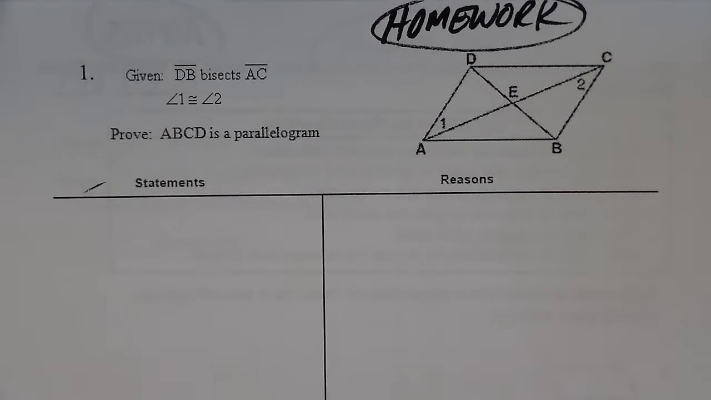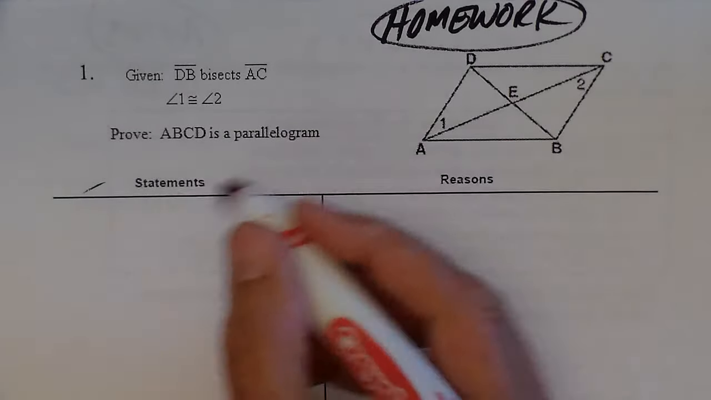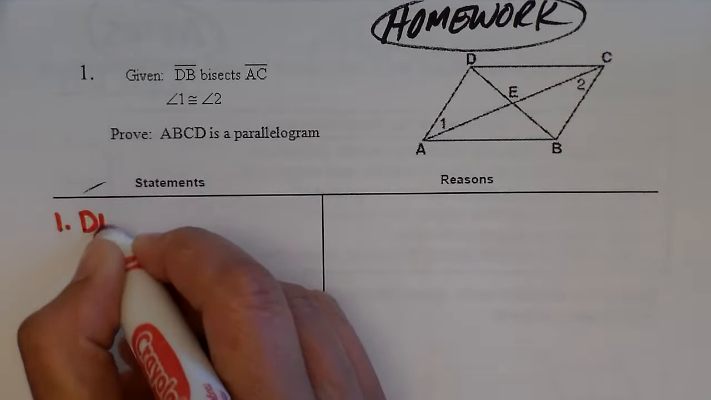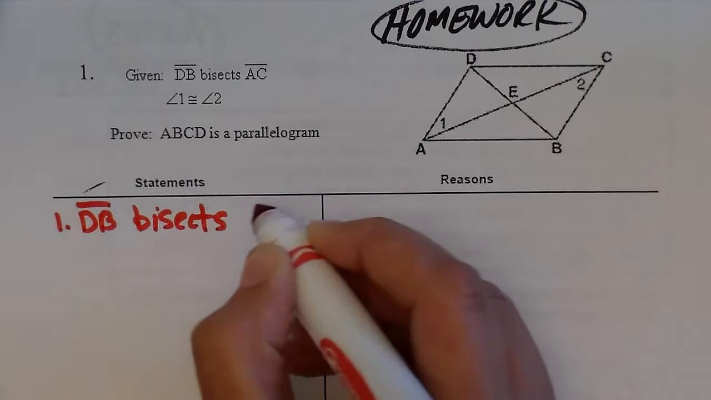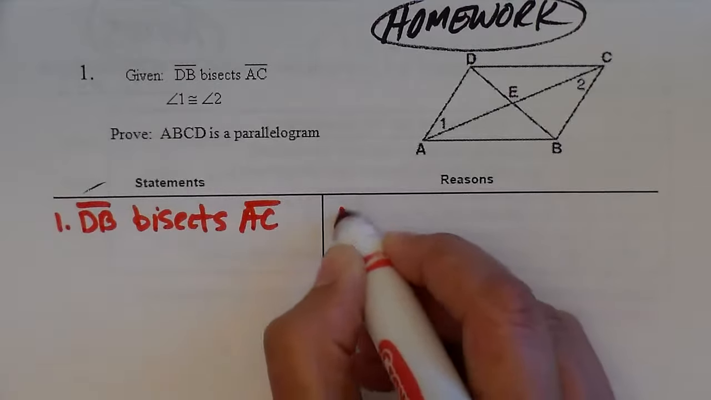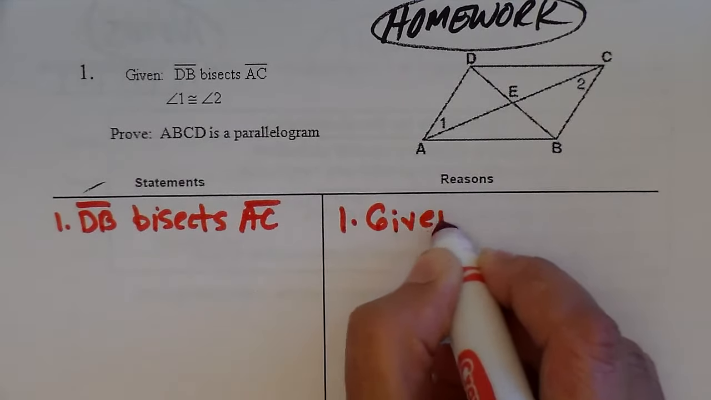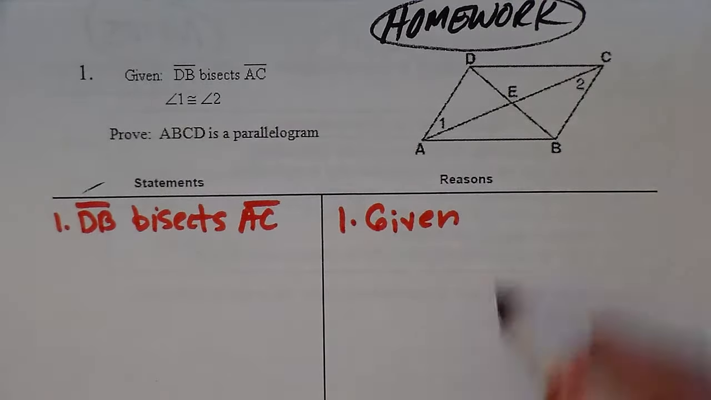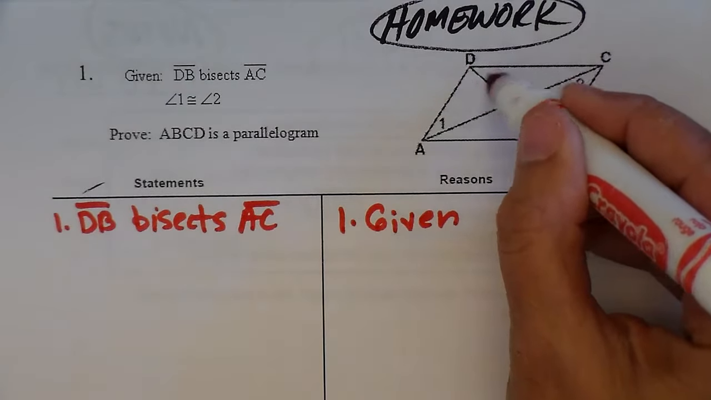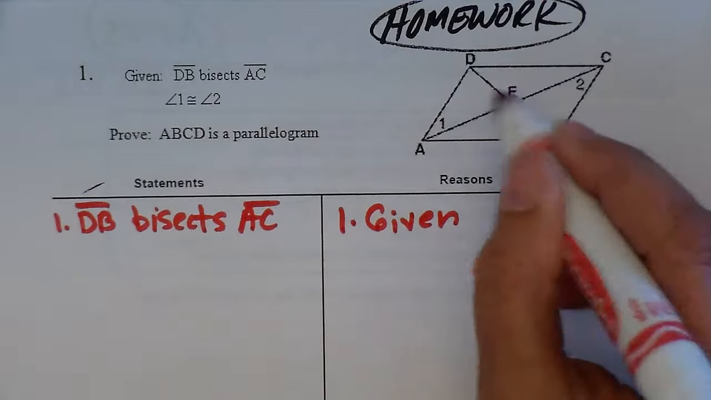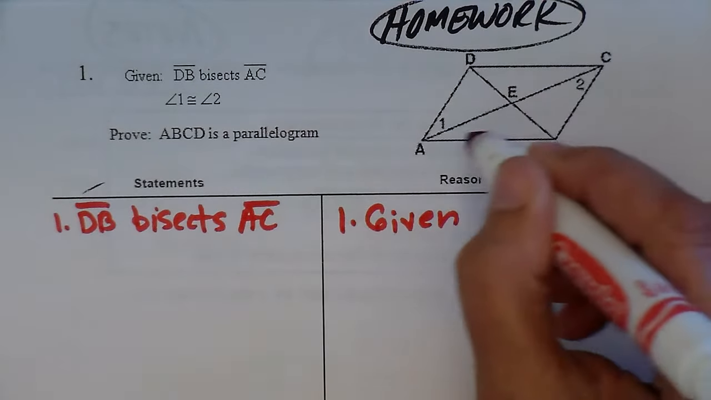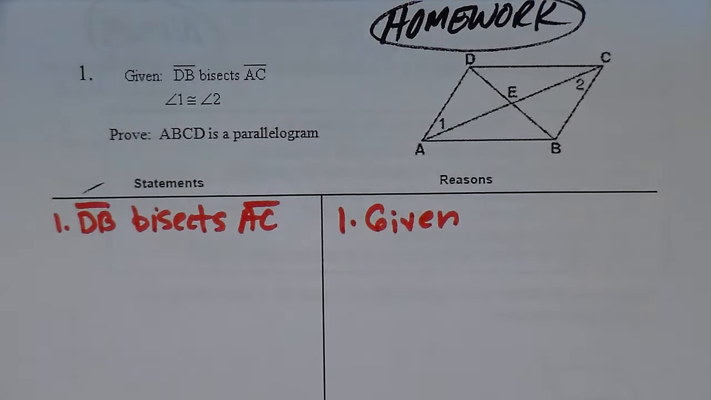All right, so let's look at this particular proof. Let's start off here. It says DB bisects AC. So I'm going to put one of my givens first: DB bisects AC, and that is given. What it's saying is DB cuts AC in half. It's not saying AC cuts DB in half. It's just saying that DB cuts AC in half.